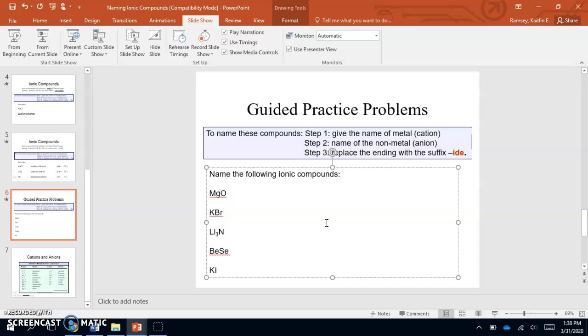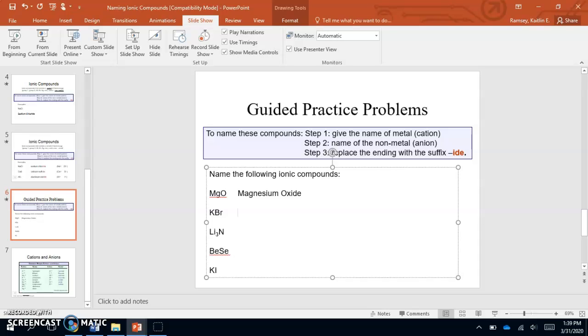Step 2, name of the nonmetal, is oxygen. So we have magnesium and we have oxygen. And then step 3, we're going to replace the ending with IDE. So instead of being magnesium oxygen, it's going to be magnesium oxide. So there is our first example.